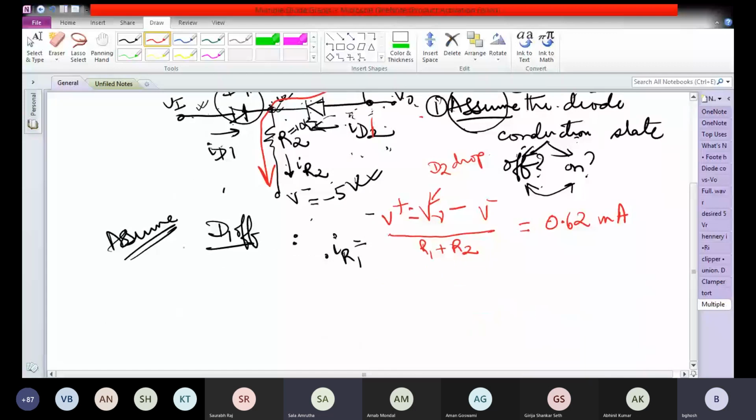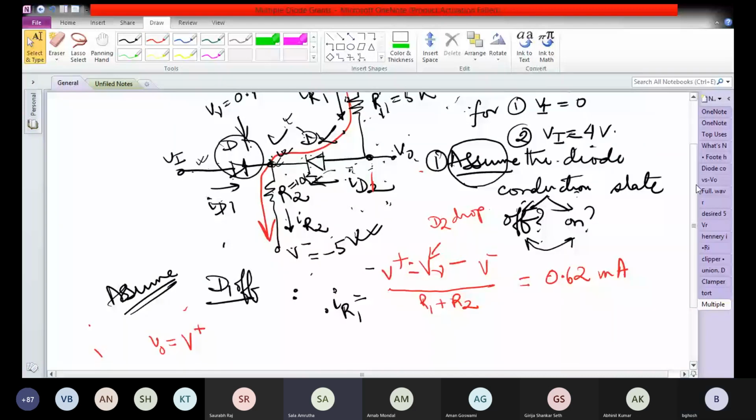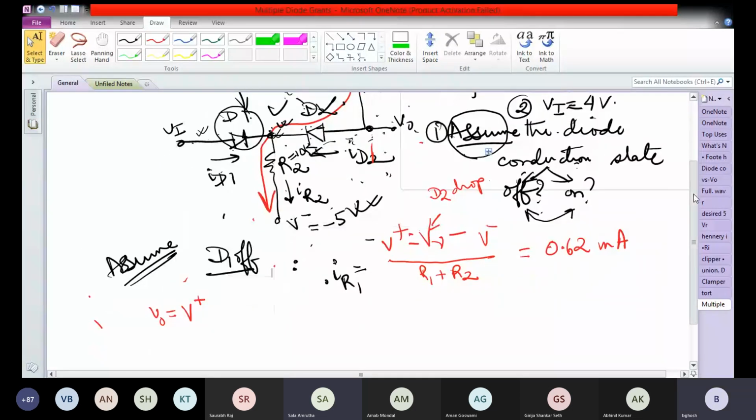So the output voltage V0 will be V plus minus IR1 R1, and if you plug in the values, it will come out to be 1.9 volt.